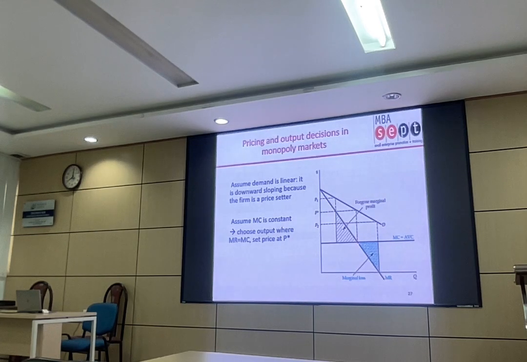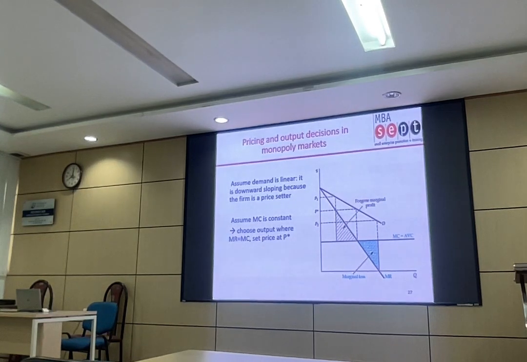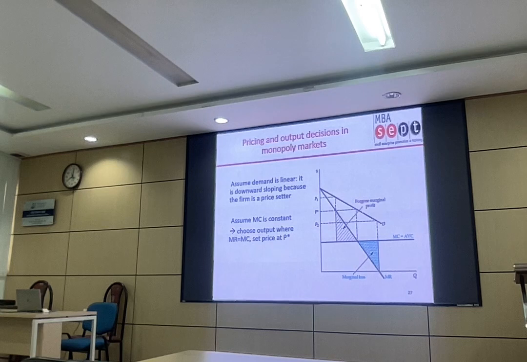First we use the cross point between MC and MR to find the quantity. Then we make a vertical line through that quantity and see where it crosses the demand curve to find the price level. For the MR and MC decision, the price will be P star. But when they choose a lower quantity to get a higher price, the quantity and price will be P1. For the two cases, we just compare which one makes the firm more profitable.